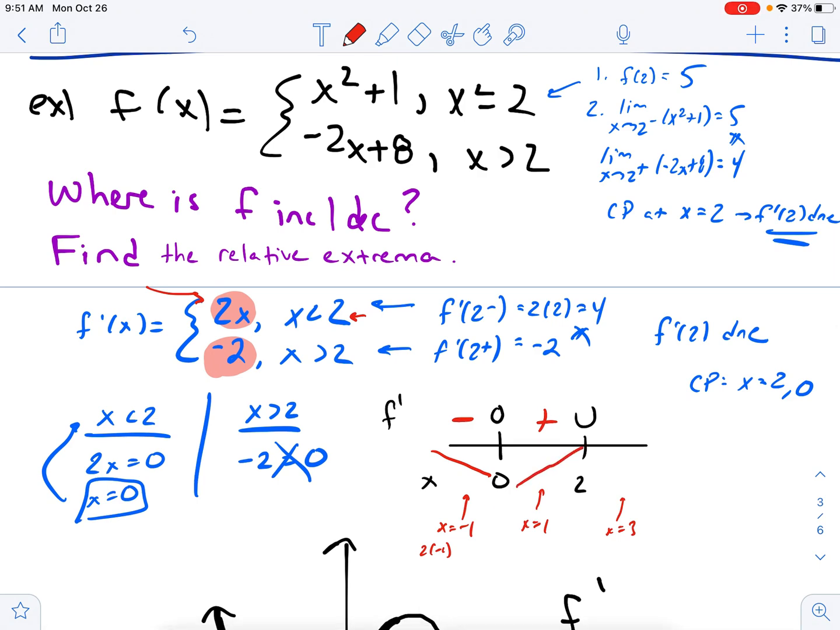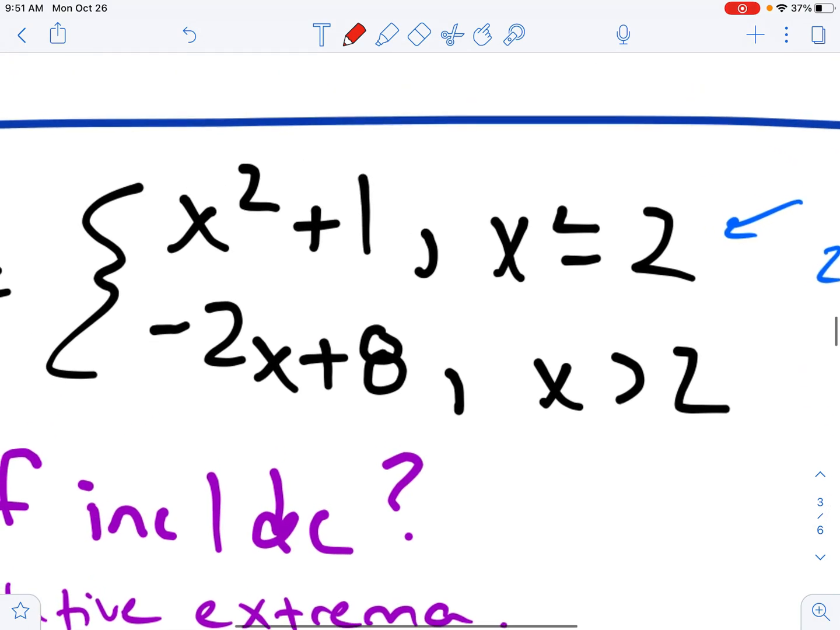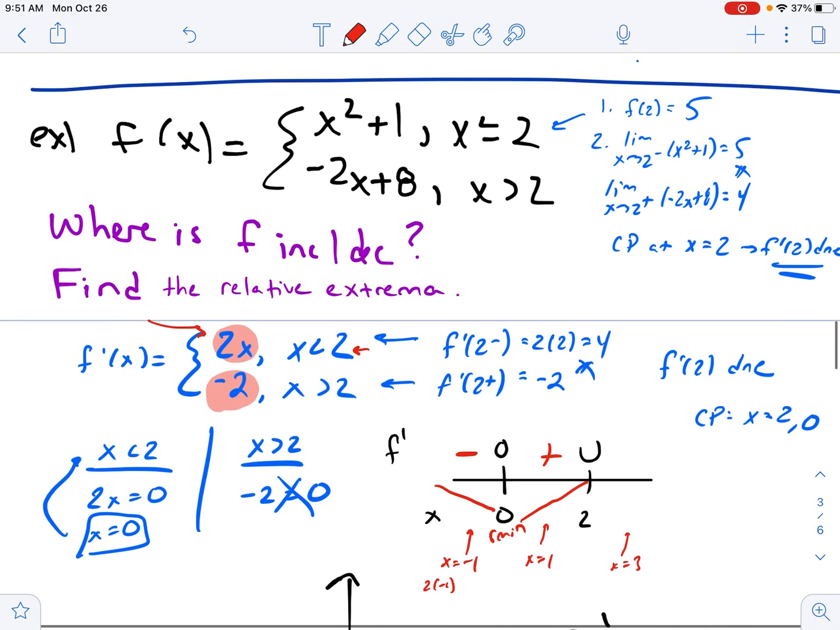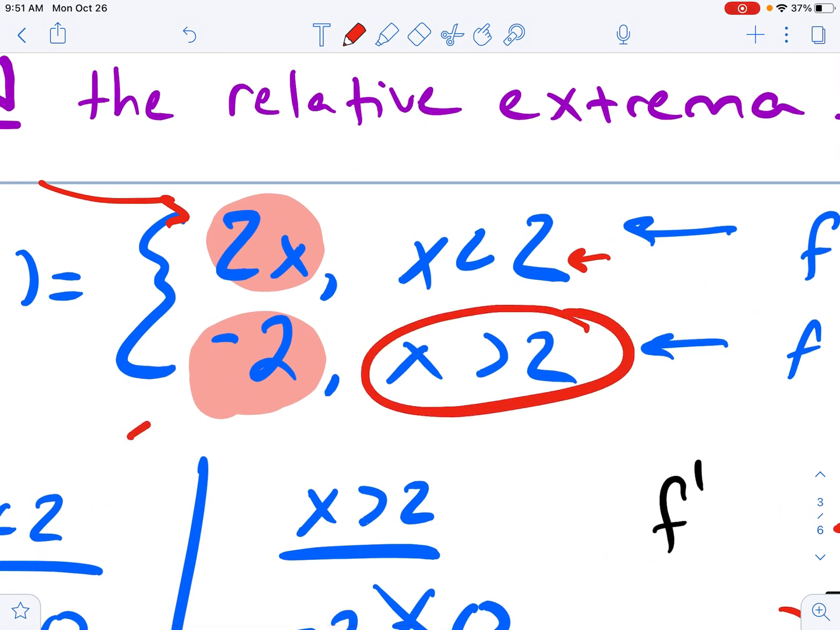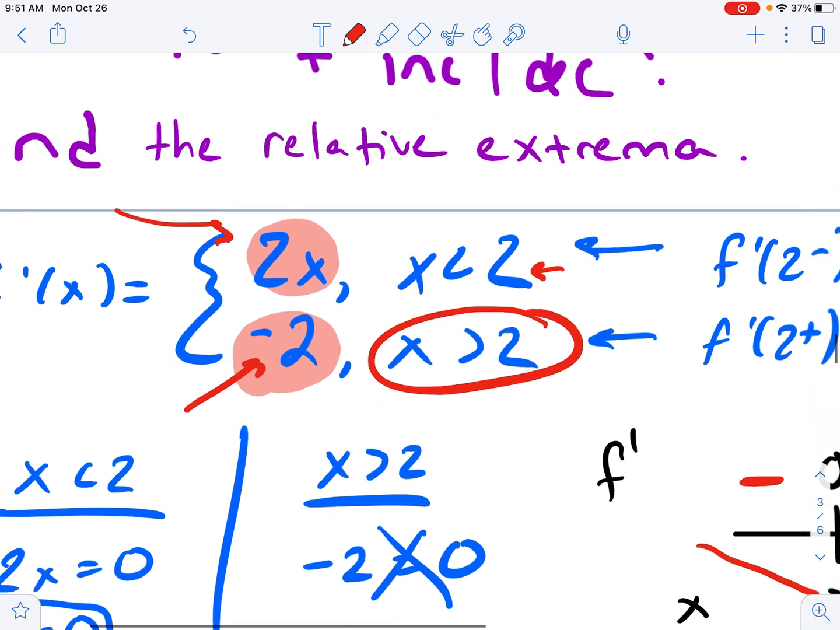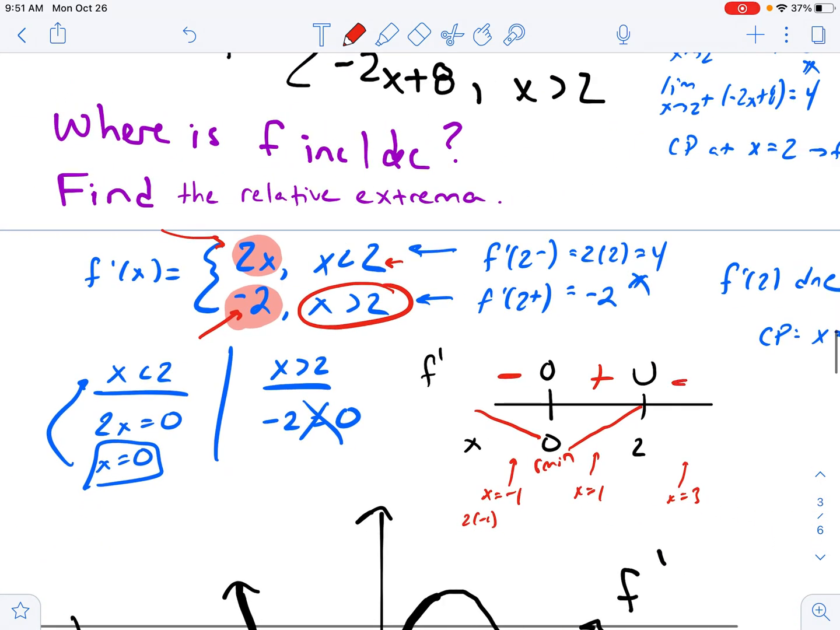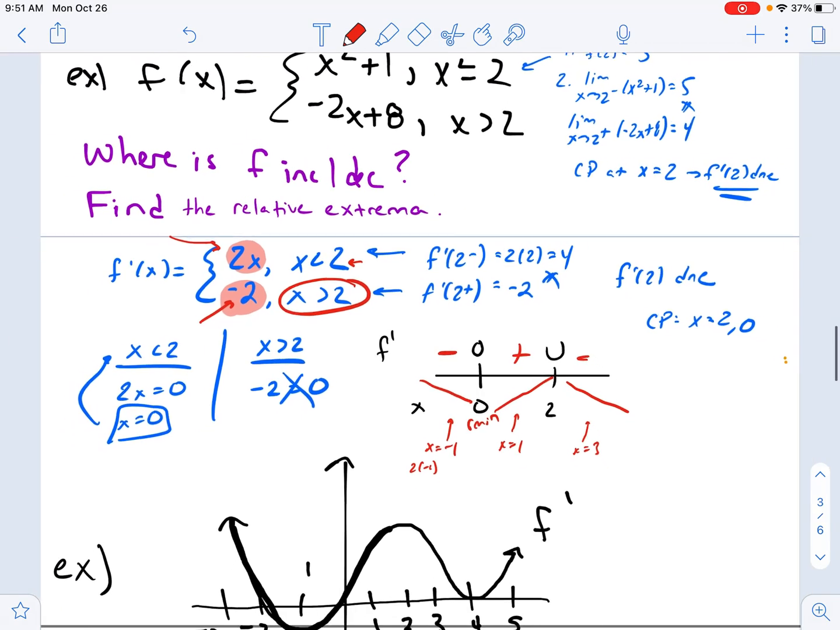So our function's increasing, and it looks like at 0 we found a relative min. Okay? And our function is continuous at 0, so that's fine and good. Now, the derivative is undefined at 2, so we're testing around it. Let's take a look at f prime of 3. Got to be careful. Now we're dealing with an x value greater than 2, so we're using that. And that's just negative 2. F prime of any number bigger than 2 is negative 2, so that's certainly negative.